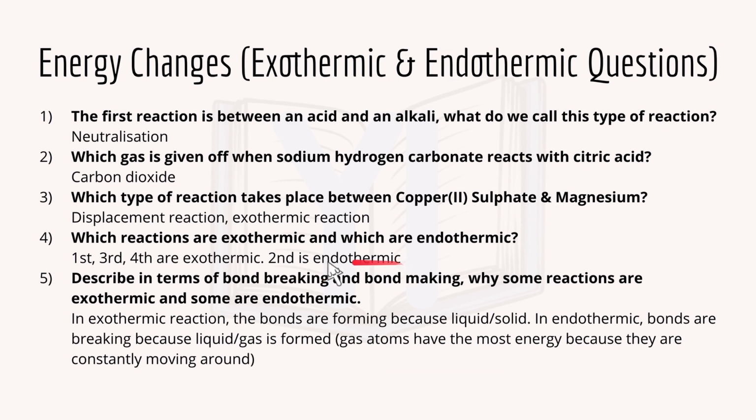And which reactions are exothermic and endothermic, we talked about it just now already. And describe in terms of bond breaking and bond making why some reactions are exothermic and some are endothermic. In an exothermic reaction, the bonds are forming because liquid and solid are formed. And in endothermic, the bonds are breaking because liquid or gas is formed. And gas atoms have the most energy because they are constantly moving around. So remember that exothermic is bonds forming, endothermic is bonds breaking.